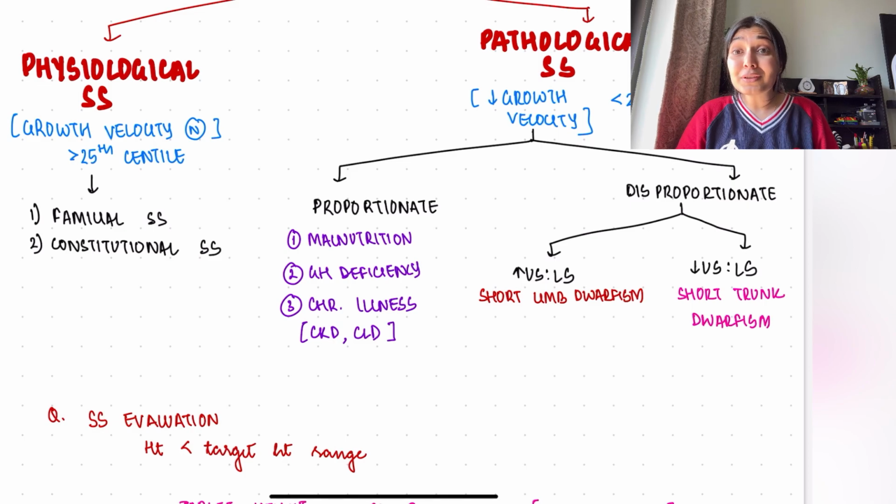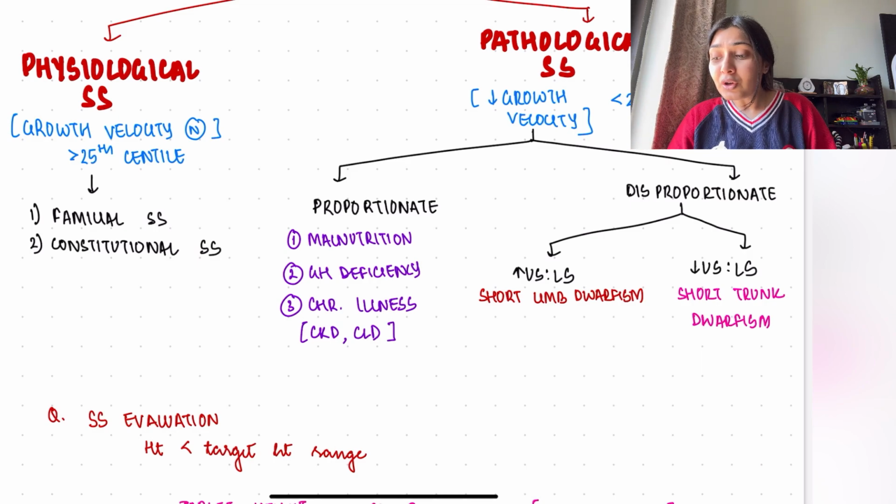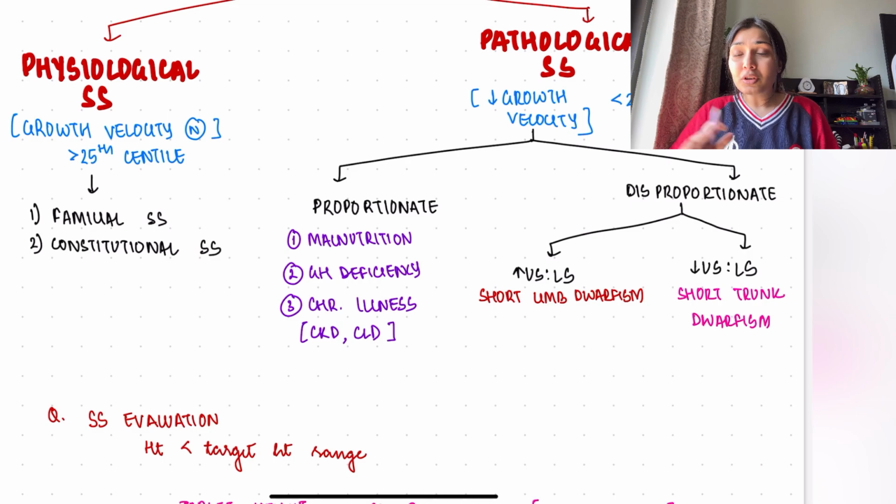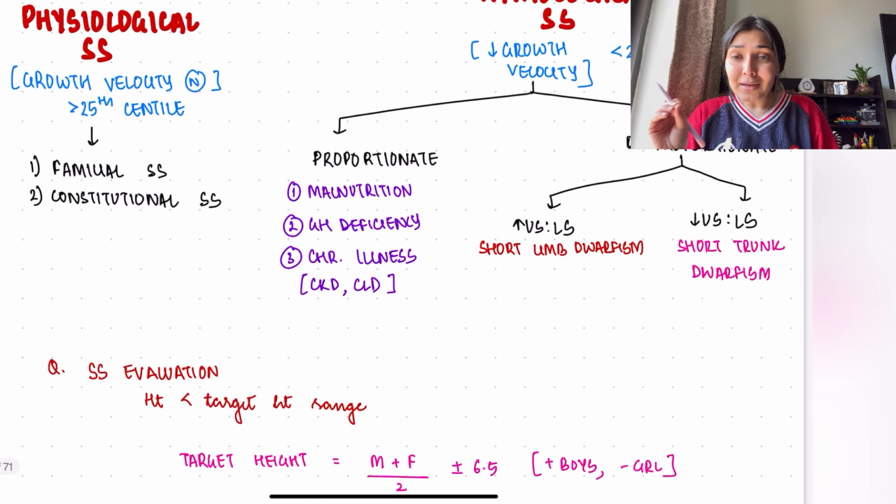Whereas when we talk about disproportionate short stature, that can be divided into either short trunk dwarfism or short limb dwarfism. Short trunk dwarfism means the trunk is shorter but the limbs are normal. Whereas in short limb dwarfism, the limbs are shorter, trunk is normal, right? This can be determined by calculating the upper segment lower segment ratio.